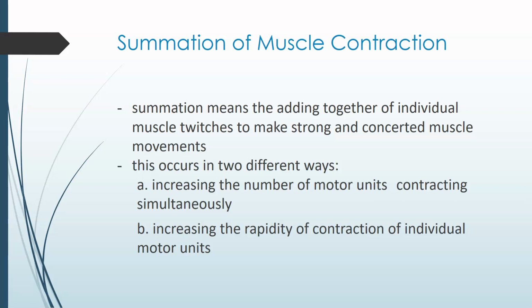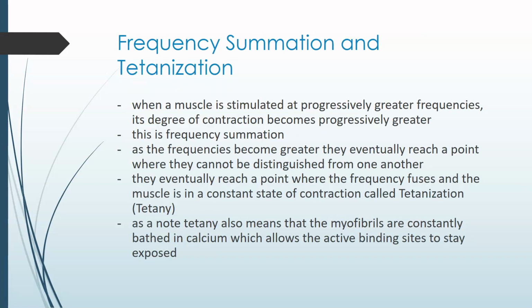So basically, these are the two areas. I can recruit more motor units contracting simultaneously. I also increase the rapidity of the twitch. So when a muscle is stimulated at progressively greater frequencies, its degree of contraction becomes progressively greater. As I said, the faster and more we have, the more it becomes. This is known as frequency summation.